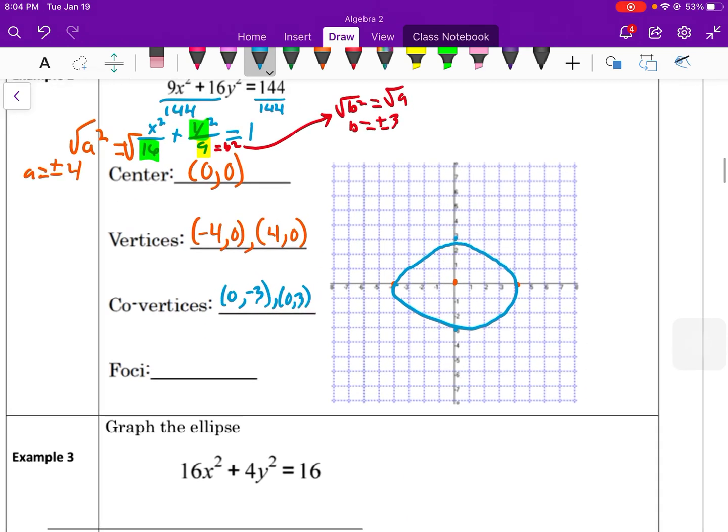So again, we have c squared equals a squared, which we found to be 16, minus b squared, which was 9. So we have c squared equals 7. Take the square root of both sides. C equals plus or minus square root of 7, which is approximately, let's see what I found.